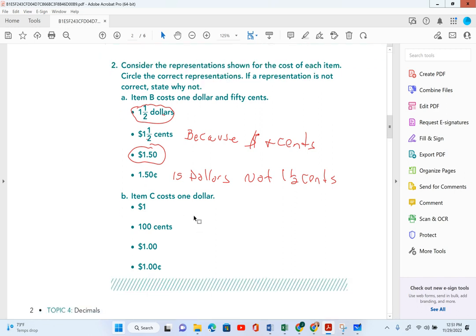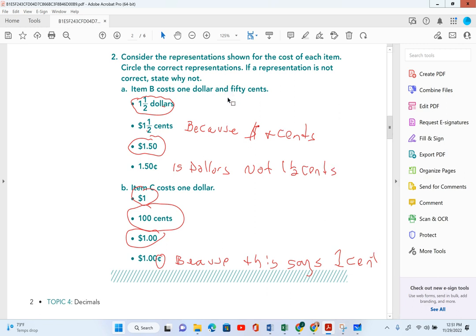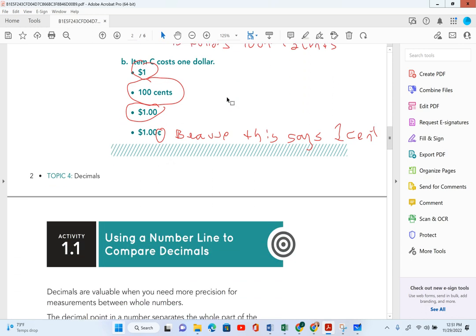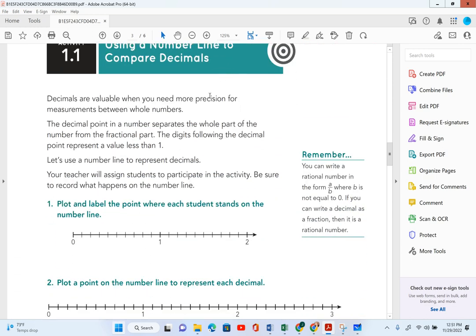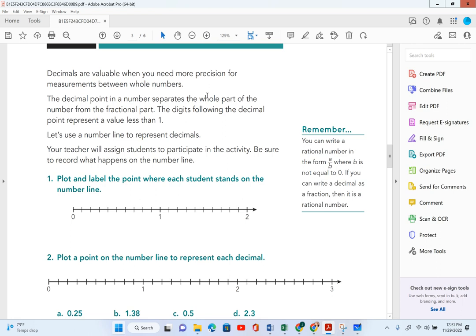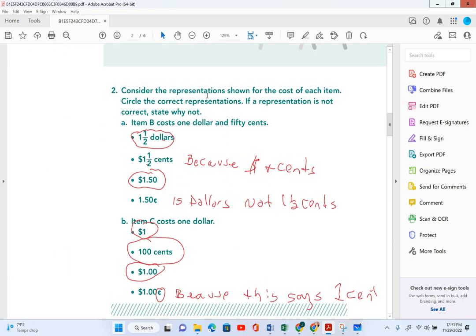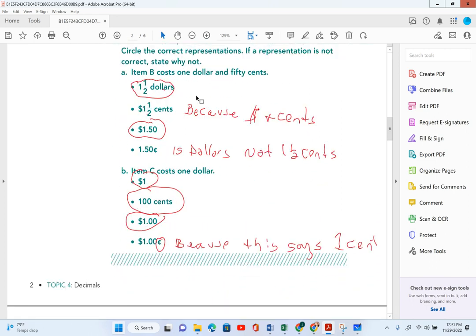So B costs $1. This is correct. 100 cents. That's correct. $1.00 is correct. Not this one, because of the cents, because this says 1 cent. Okay. So you're going to go and work on number 5. So we're going to skip down here. So that is our Getting Started.